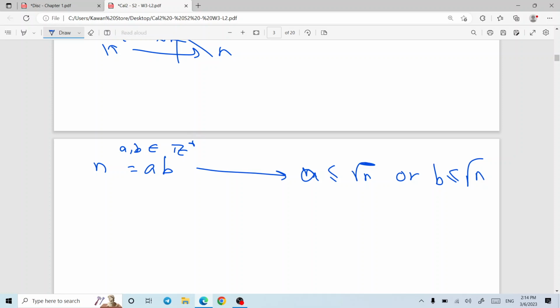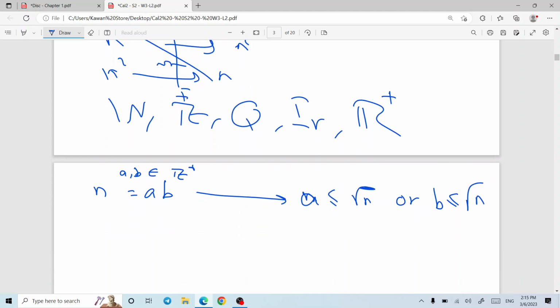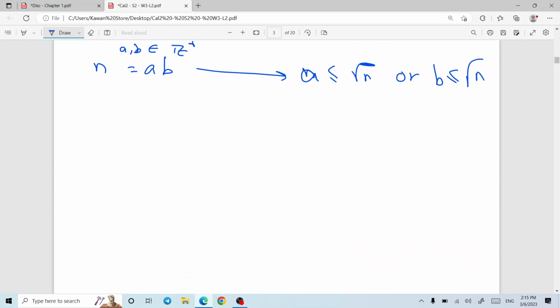Now, A and B belong to Z, the positive integers. So you know these symbols: N is used for natural numbers, and Z for integers. Sometimes we say Z plus or Z minus, right? Of course, rational numbers are Q, irrational numbers are R, IR, and real numbers are like that. Sometimes we say positive real numbers, right? So these symbols are for the sets, the universal sets. Okay, so here we are: n is equal to AB, then show me that one.